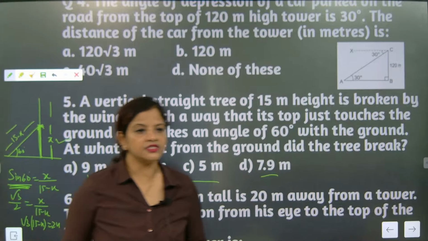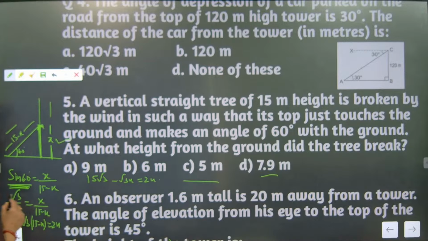Answer is C. How did you get it? Did you get this equation or not? Yes or no? So when you are getting this equation, root 3 by 2 is equal to root 3 by 2, because sine 60 degrees is root 3 by 2. So it will come 2x and this section is coming.